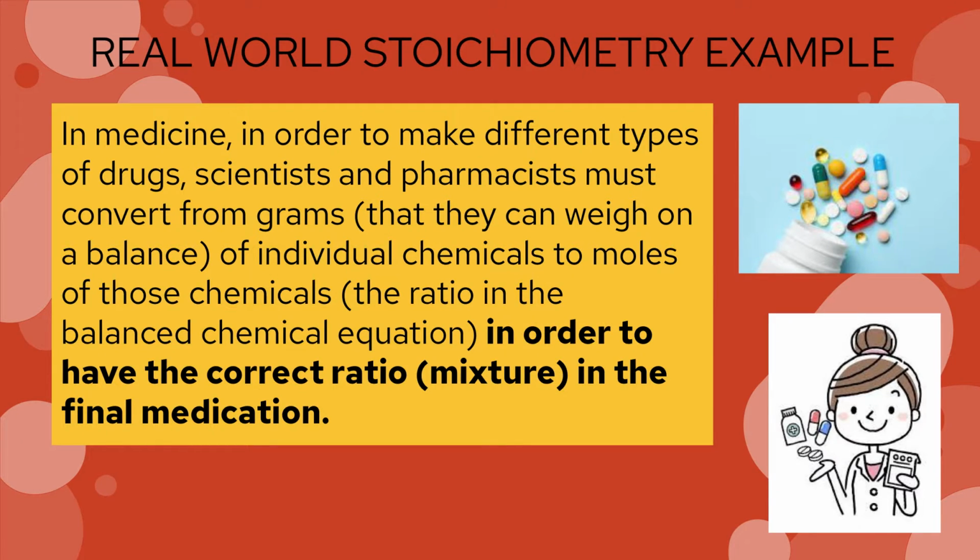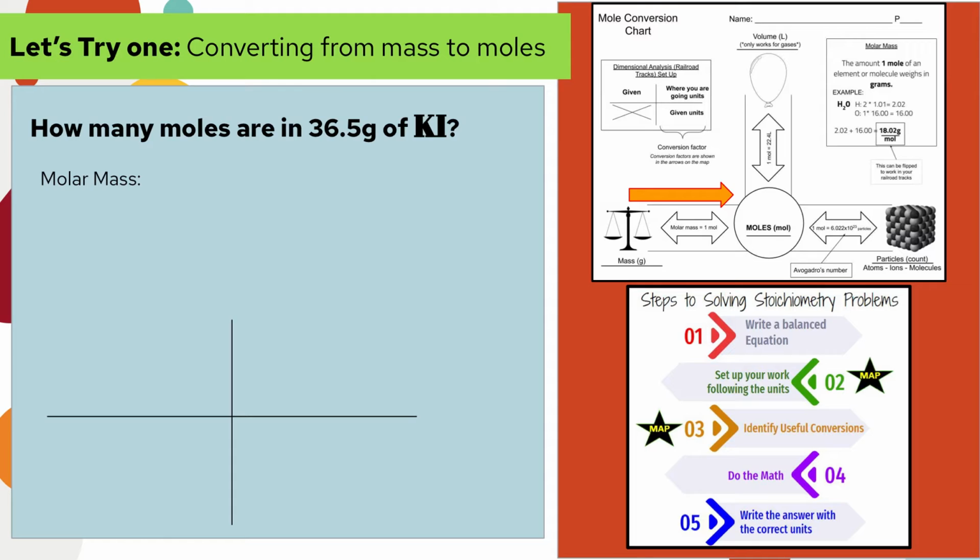In medicine, in order to make different types of drugs, scientists and pharmacists must convert from grams that they can weigh on a scale of the individual chemicals to moles of those chemicals and use the ratio from the balanced chemical equation in order to have the correct ratio or mixture in the final medication. So here, convert from mass to moles.